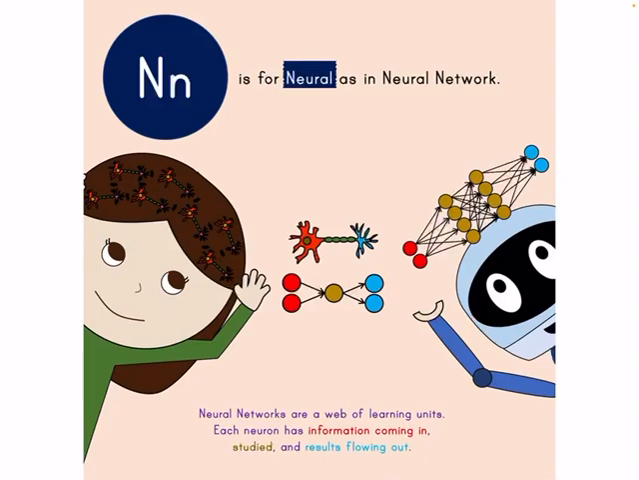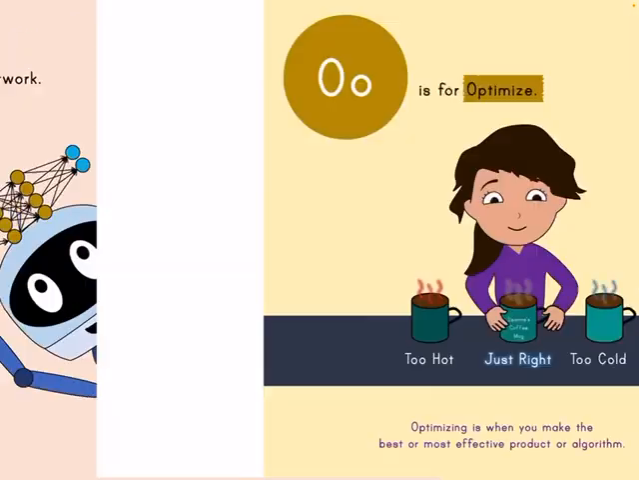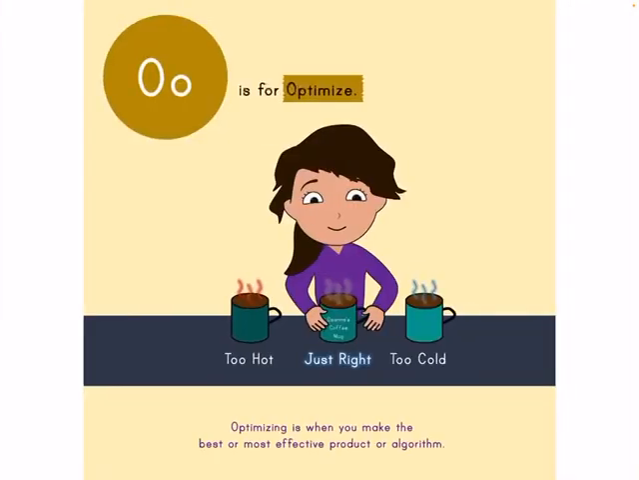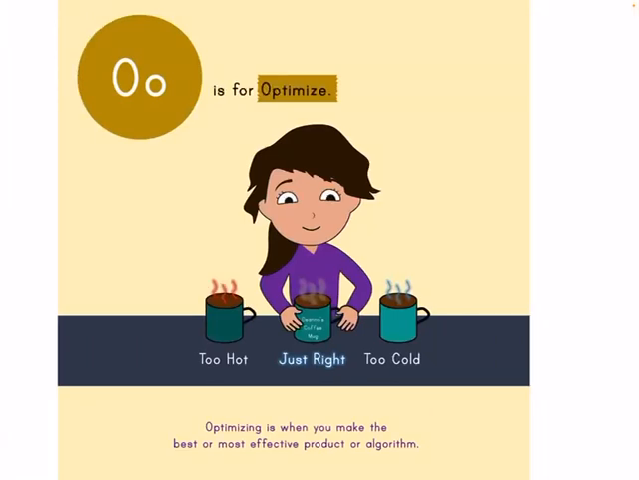N stands for neural, as in neural network. Neural networks are a web of learning units. Each neuron has information coming in, studied, and results flowing out. O is for optimize. It's too hot, it's too cool, and something is just right. Optimizing is when you make the best or most effective product to find the best solution.